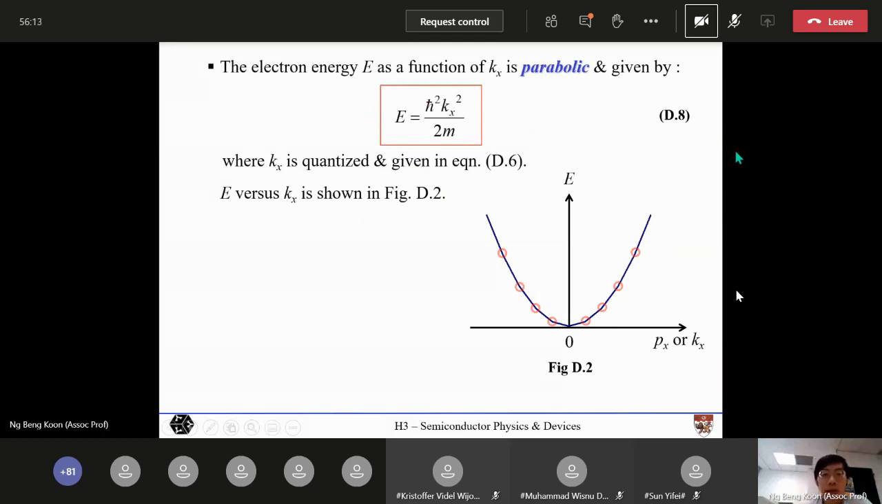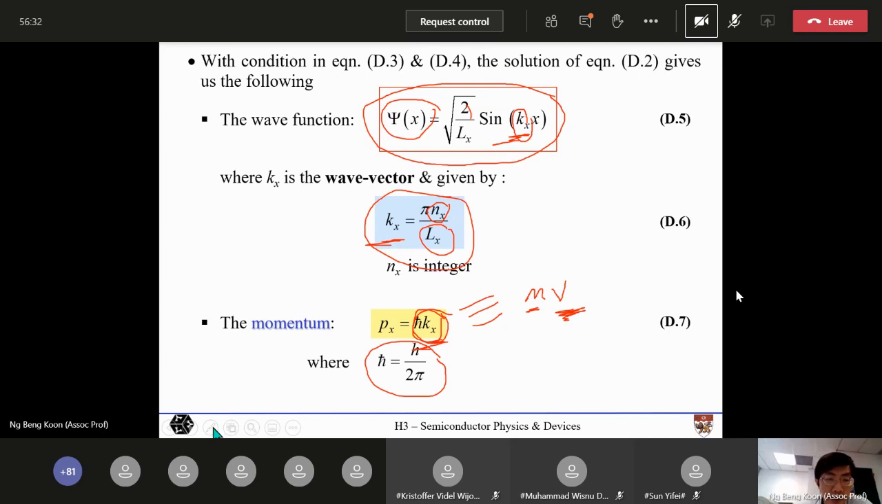And in terms of the energy, the solution you find is h bar kx squared over 2m, where the energy of the electron actually depends on the wave vector. And if you look at the solution for wave vector kx, it is not a continuous value, right? Because here this n is an integer value, which means that kx is also discrete. You can only take on specific values defined by n, which is an integer.